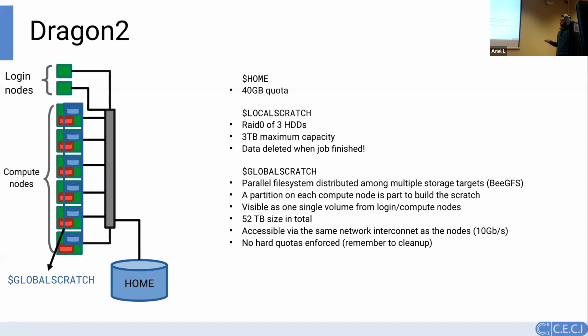In the case of Dragon 2, there are no quotas enforced on the global scratch area. But please remember, especially here, that it's not that big. 50 terabytes might be big for a single user, but the CECI clusters have between 200 and 300 active users for years.